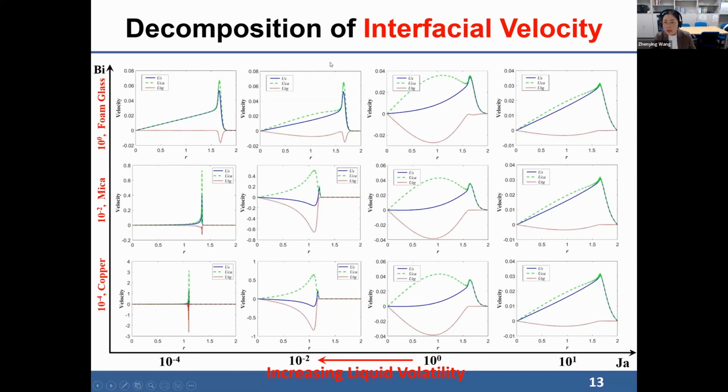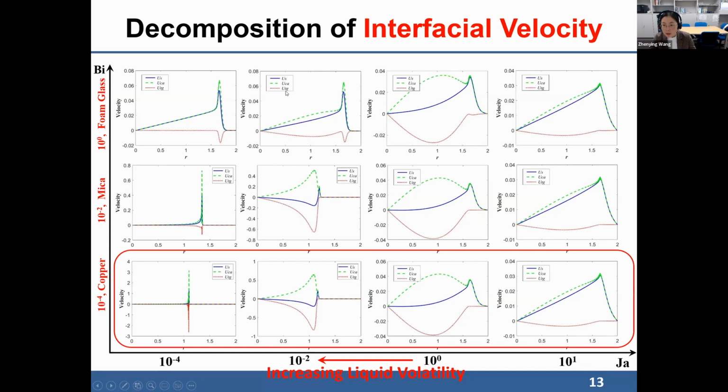And we additionally decomposed the interfacial volatility based on our mathematical formulation. Corresponding with our simulation result of the temperature field, and the temperature difference on the droplet surface, you can see that the thermal Marangoni flow, which is presented by this red dotted line, becomes the largest when the substrate conductivity is high and when the liquid volatility is moderately high.